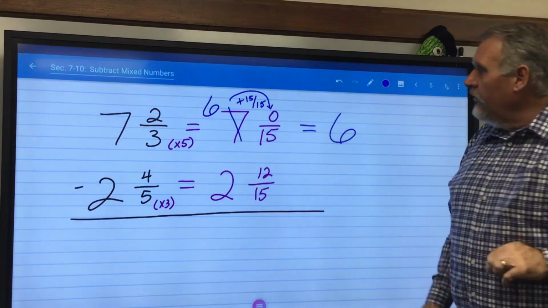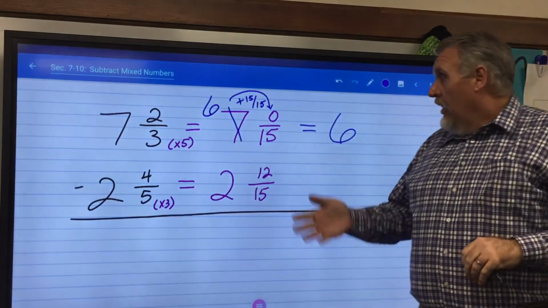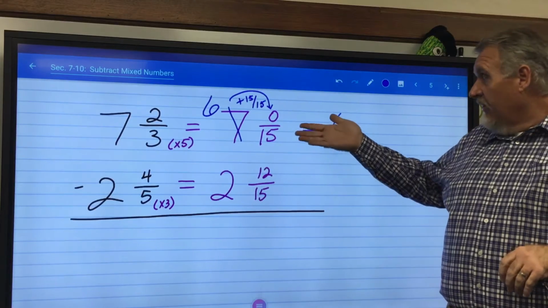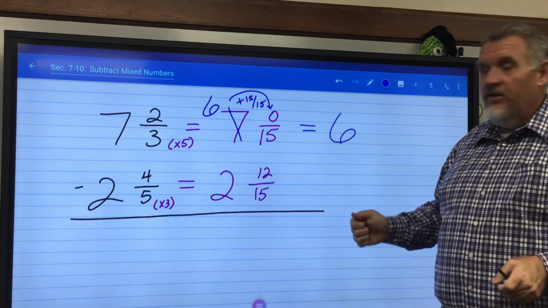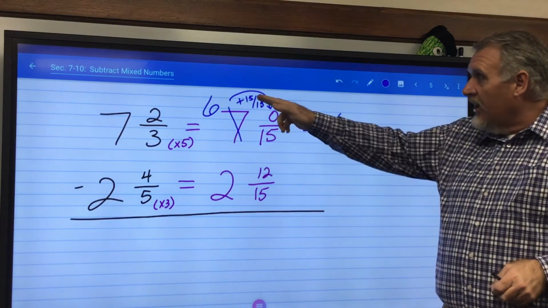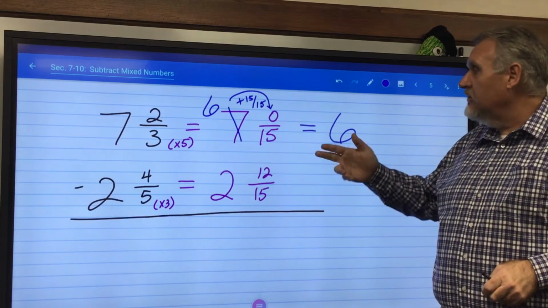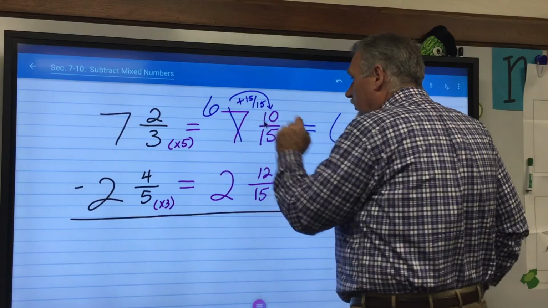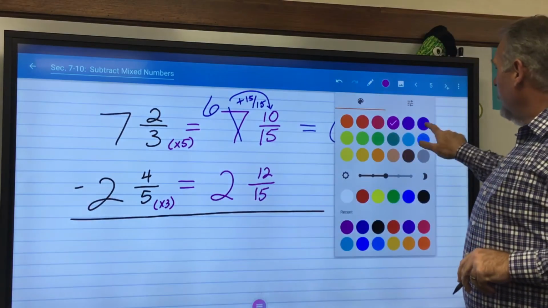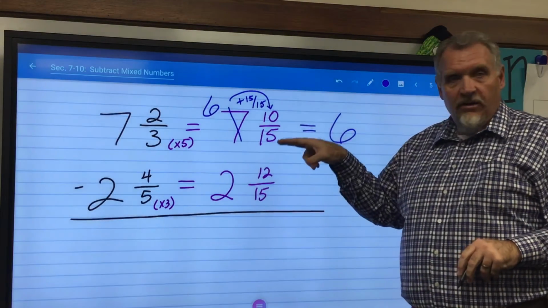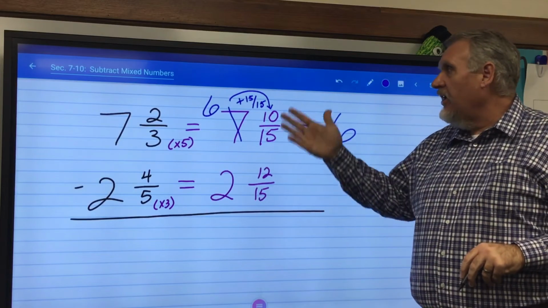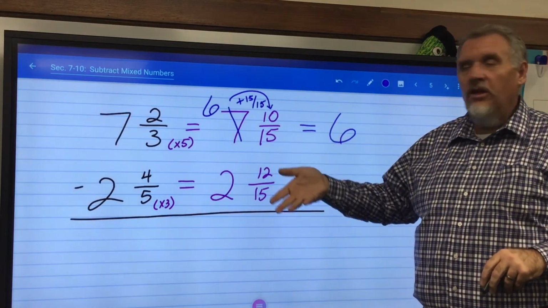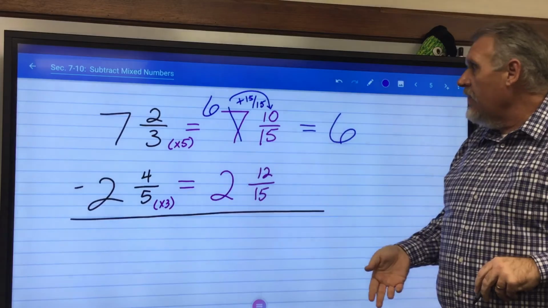Add 15 over 15, okay? If this was a denominator of 7, I'd use a 7 over 7. If this were a denominator of 22, I'd add 22 over 22. But since we're working with denominators of 15, we're going to go with 15 over 15, okay?